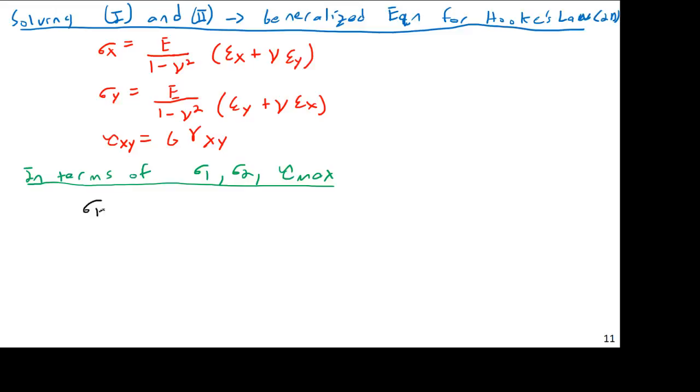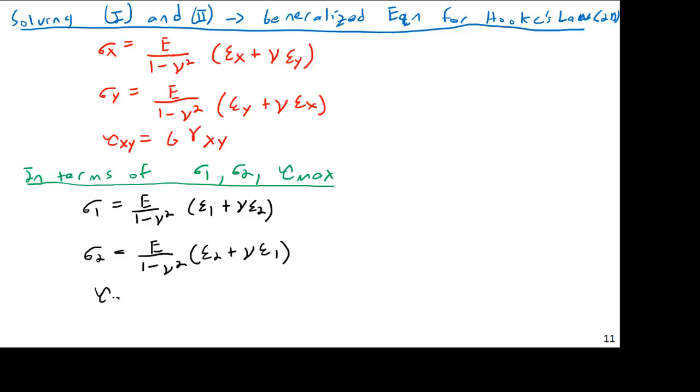Sigma 1 is equal to E over 1 minus Poisson's ratio squared times epsilon 1 plus Poisson's ratio times epsilon 2. Sigma 2 equals E over 1 minus Poisson's ratio squared times epsilon 2 plus Poisson's ratio times epsilon 1. And tau max is equal to G times gamma max. And there you have it.